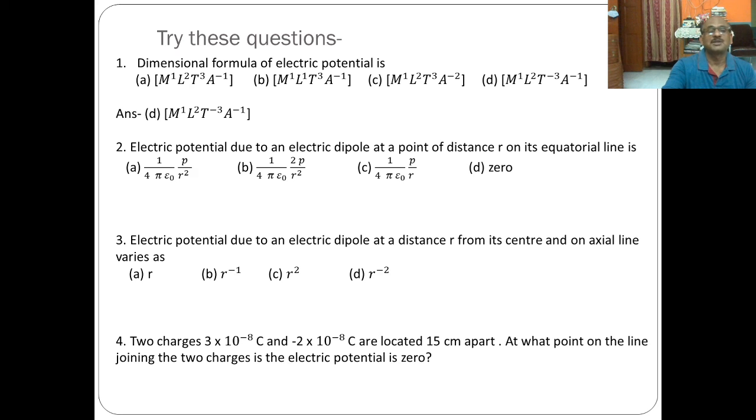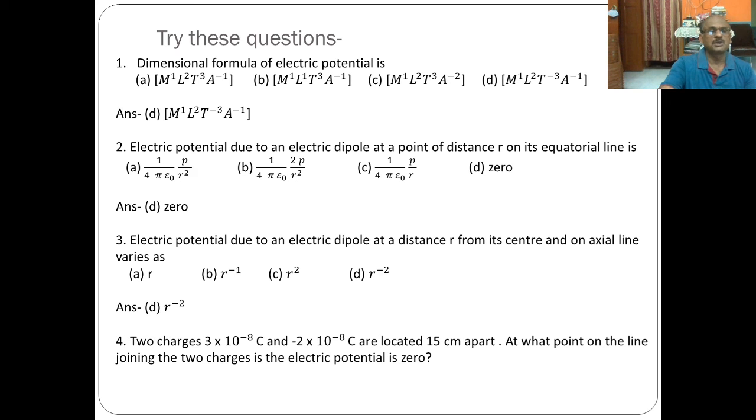Now on the equatorial line, electric potential, second question. Yes, correct. That is 0. Now see, electric potential due to a dipole at distance r from its center and on an axial line varies as r, or r to the power minus 1, or r square, or r to the power minus 2. Yes, that varies as 1 by r square, so r to the power minus 2. Yes, correct. Option D.